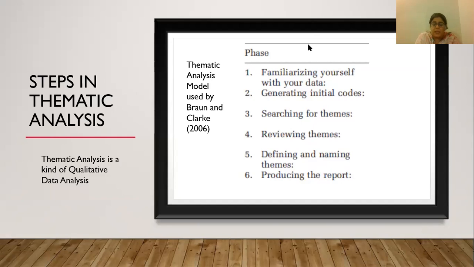Can we create many themes? Yes, you can create many themes. Usually we have 5 to 6 main arguments in our data. So 5 to 6 themes is okay. All right.